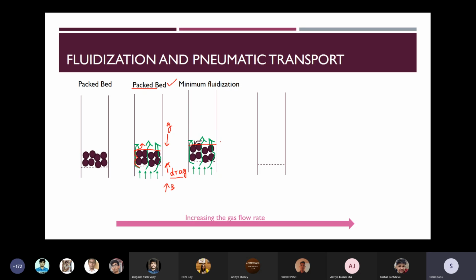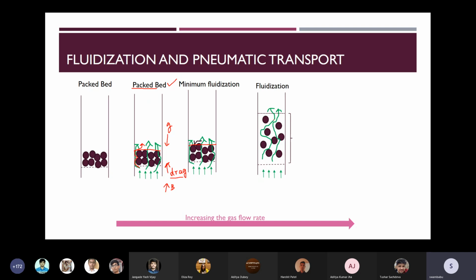If I increase the velocity slightly higher than the minimum fluidization velocity, what will happen? That's why I kept it here: increasing the gas flow rate, increasing the fluid flow rate. So if I increase the velocity higher than minimum fluidization, the particles will move upward and mix thoroughly along with the fluid. Here, the particles tend to behave like a fluid, hence this is called fluidization.